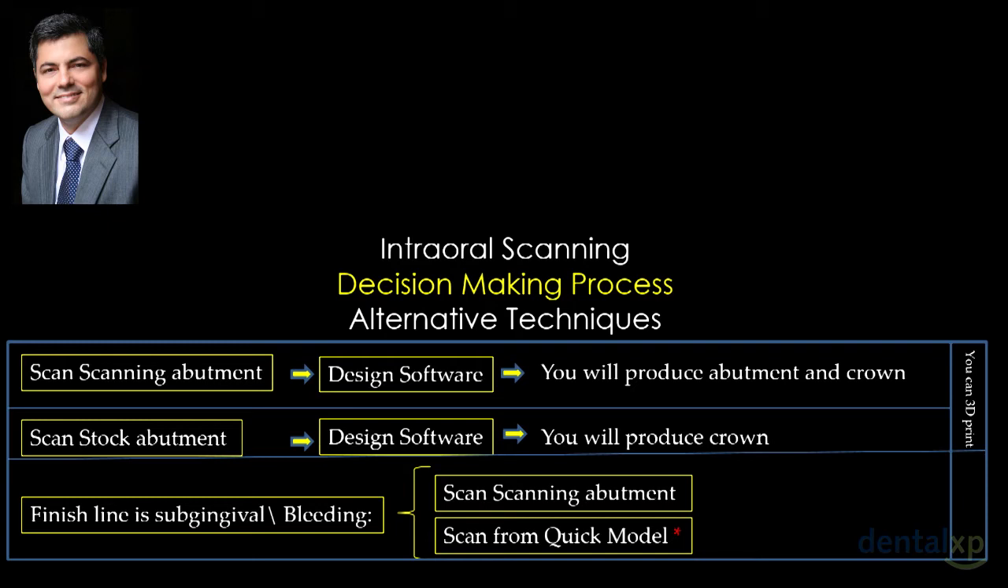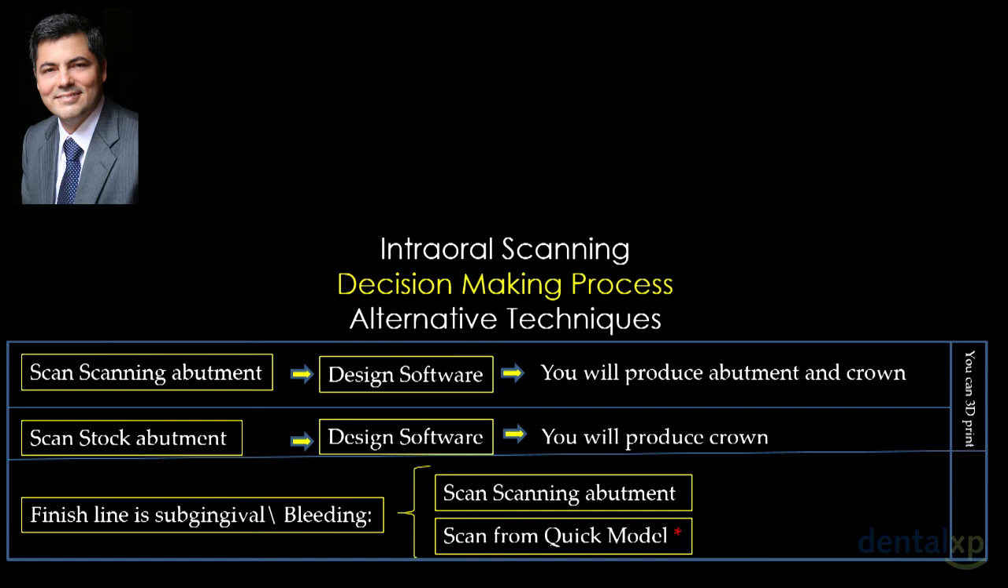We have 3 different situations. We have a scan with a scanning abutment. We can have a stock abutment, and we can have sometimes situations in which we have so much blood at the time of implant placement that everything goes crazy. So what do we do and when?